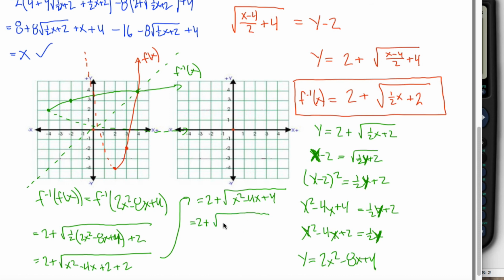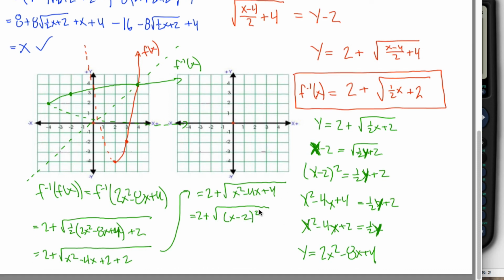Underneath the square root sign, I have x minus 2 squared. X minus 2 squared is x squared minus 4x plus 4. And this square root and this square kind of cancel each other out. That's a bit of cheating. Really, I should put absolute value signs here when I have a squared nested inside of a square root. But I don't need to put the absolute value symbols in here.